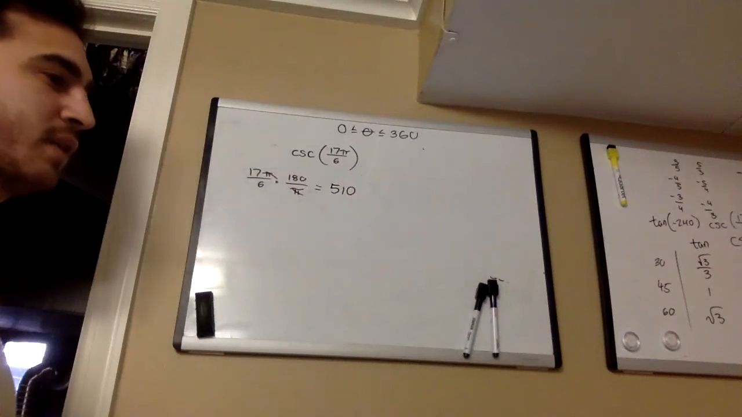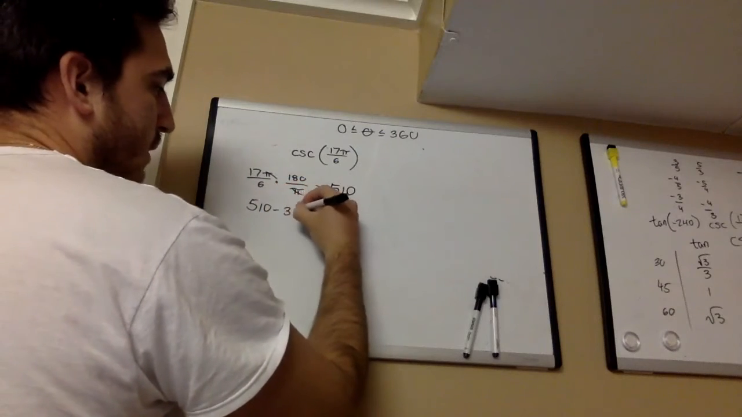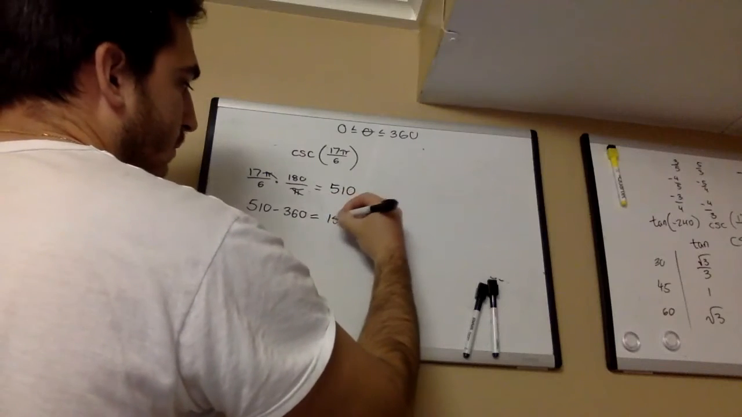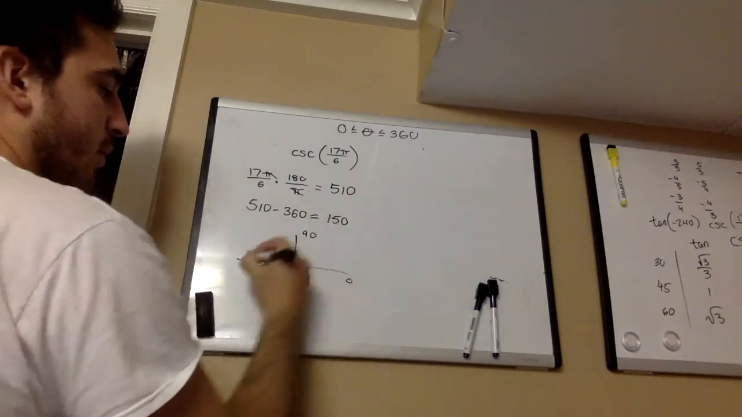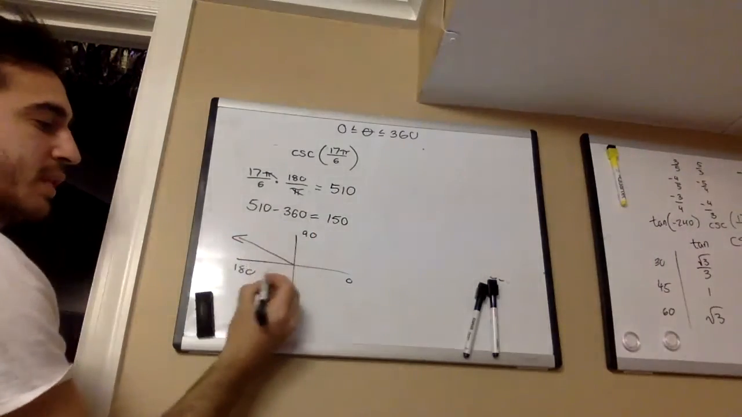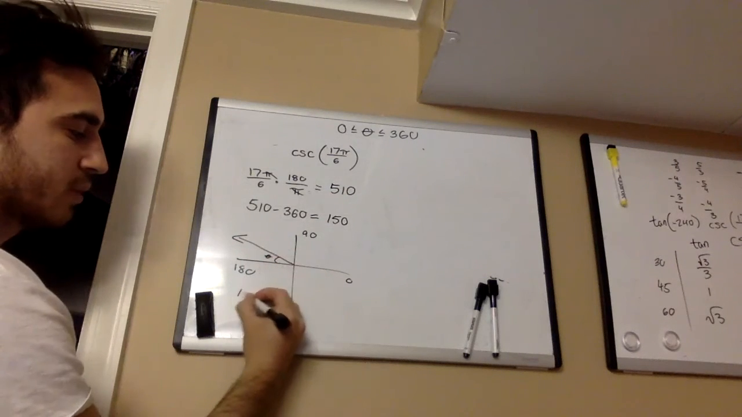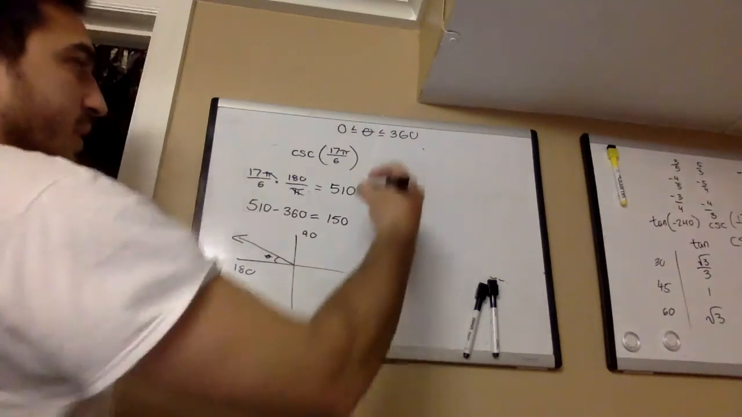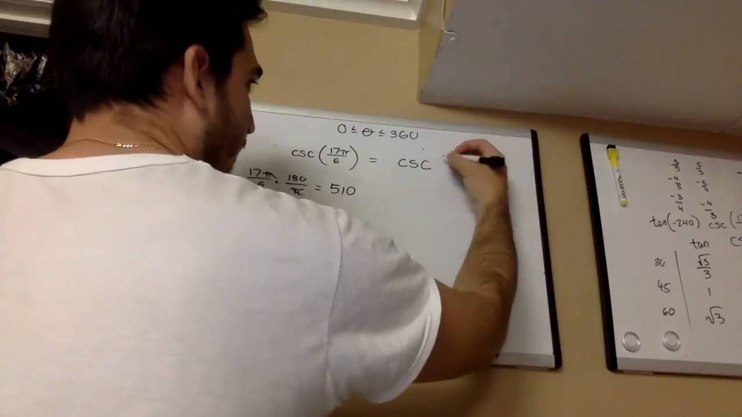510 is not in this range. In order to get to that range, we need to subtract 360. So I'm going to do 510 minus 360, and we end up getting 150. So this one, I'm just going to make a quick sketch. 0, 90, 180. I can stop right there because I know 150 is going to be in here. Once again, we want to find how close it is to the x-axis. In this case, it's 180 degrees. So I'm going to do 180 minus 150, and we end up getting 30. So this here is going to be equivalent to the cosecant of 30.